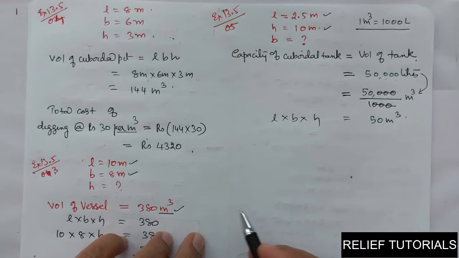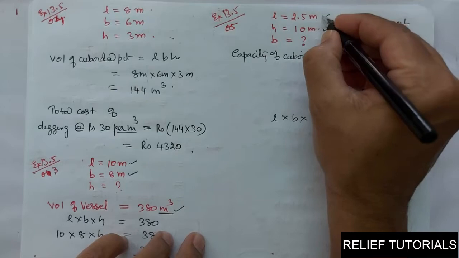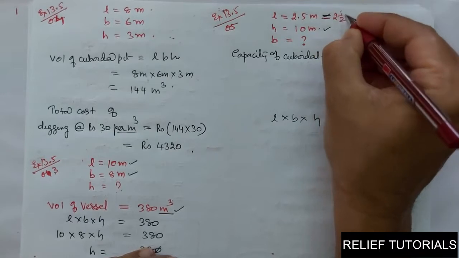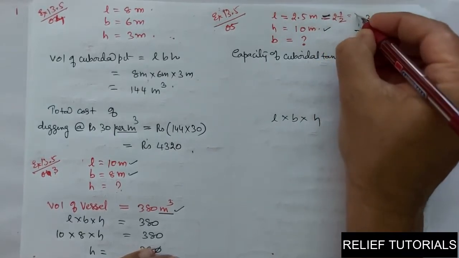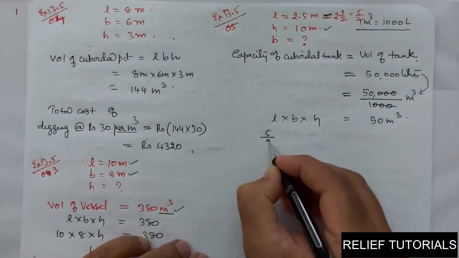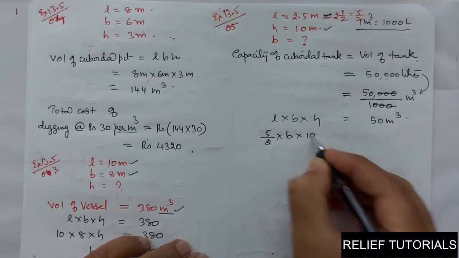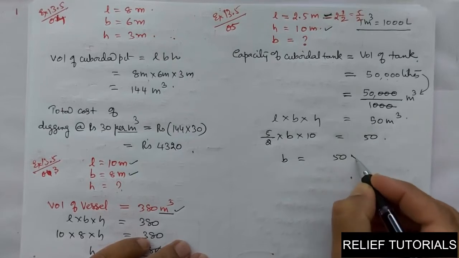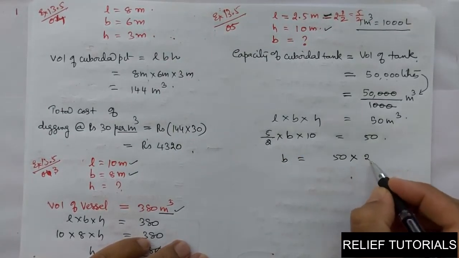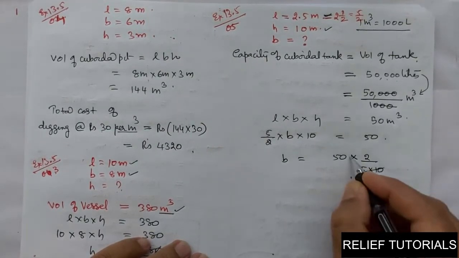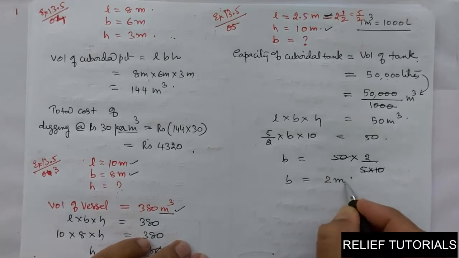Length is given as 2.5. 2.5 means 5 by 2, so length is 5 by 2. Breadth we have to find out. Height is 10. That is equal to 50. Now we'll find breadth, so that is equal to 50 into 2 by 5, divided by 10. Here 5 into 10 is 50. This 50 cancels. So breadth is equal to 2 meter.